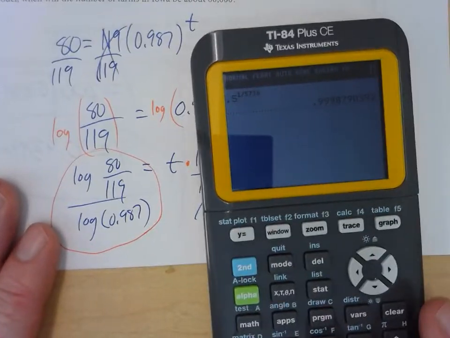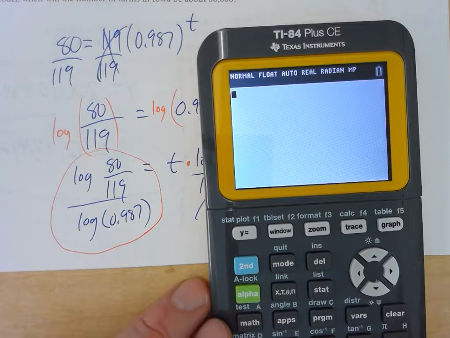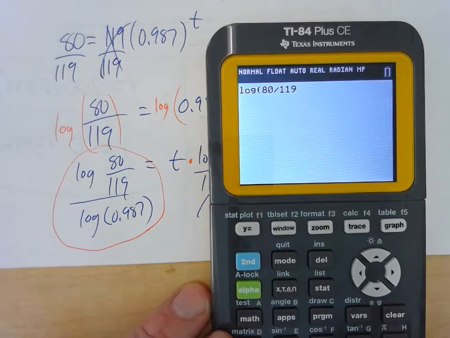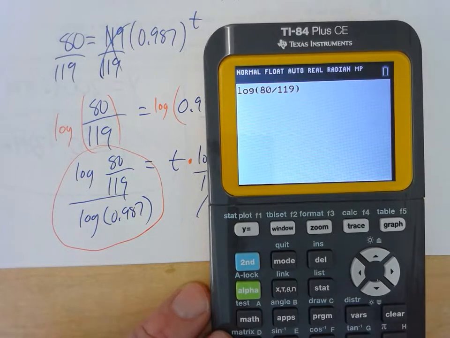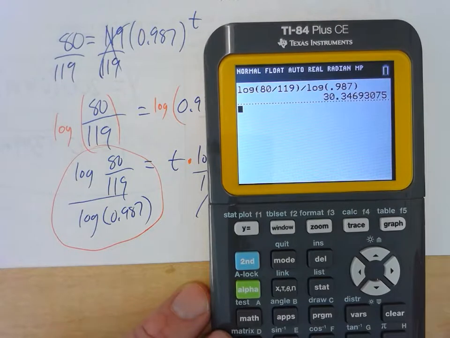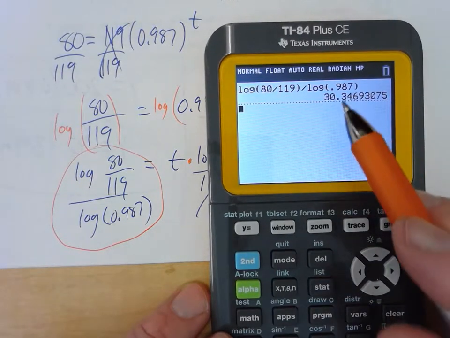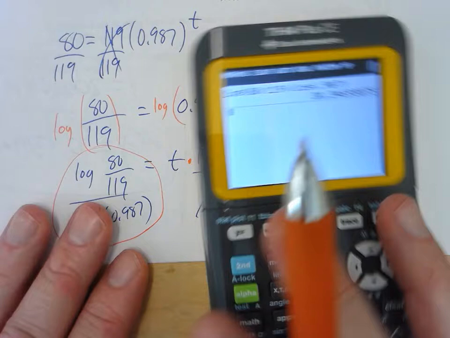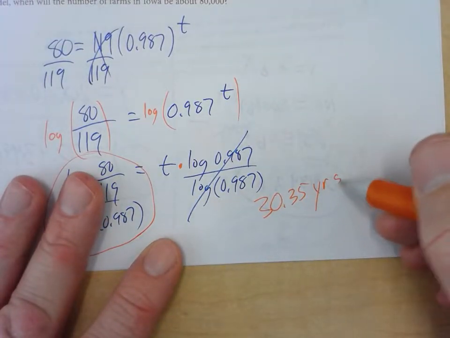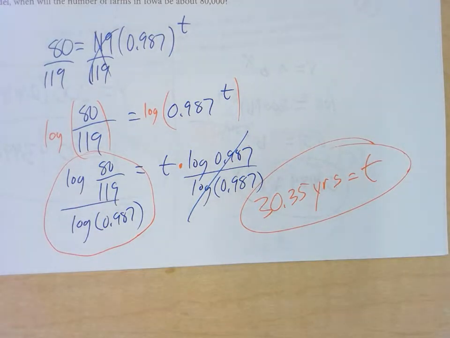And you got to type this into the calculator successfully. So let's type it in together. This is the last one. Log of 80 divided by 119, and those are in thousands, so the zeros all cancel out. It makes sense. Divided by log of 0.987. So 30.35 years is what t is approximately equal to.